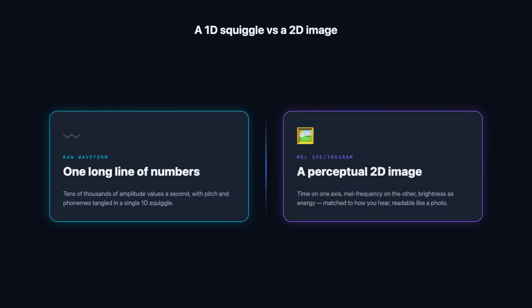The Mel spectrogram unfolds that squiggle into a compact two-dimensional image. Time runs along one axis, Mel frequency bends along the other, and brightness shows how much energy is present. Suddenly the structure is visible on the page, and it's matched to how you actually hear, so a neural network can read it much like a photo.